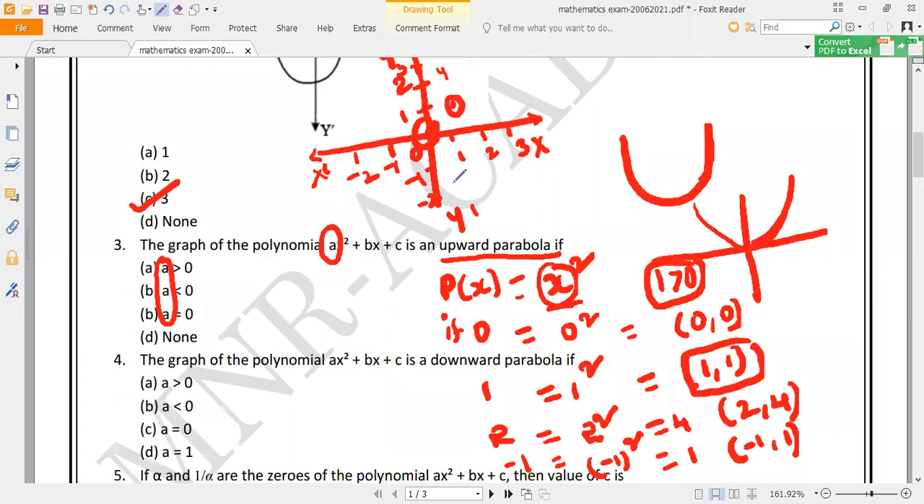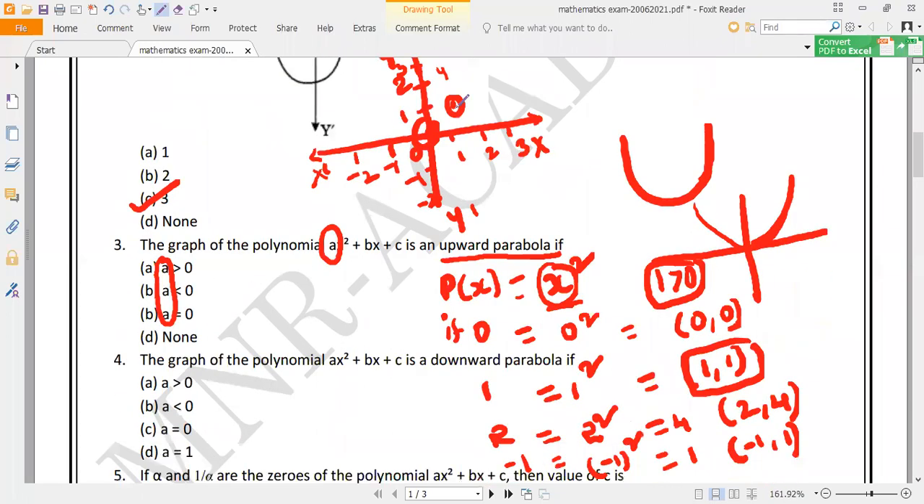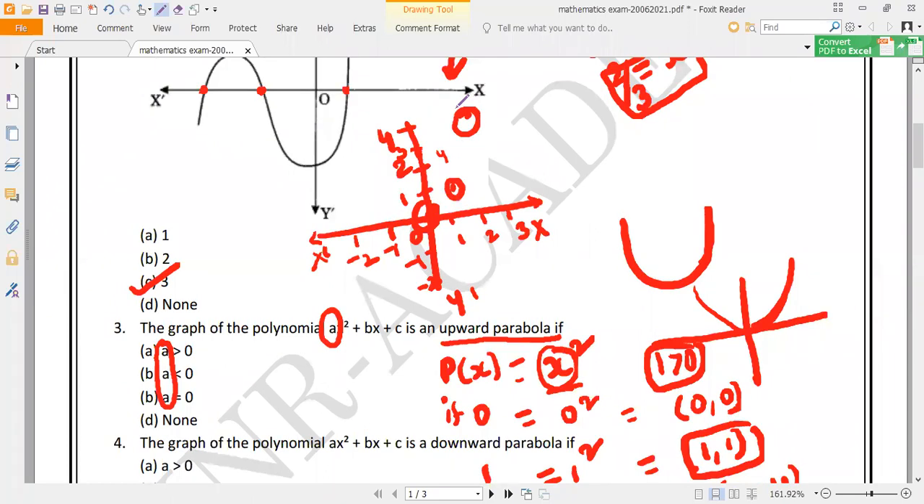Next point, 2 comma 4. On x-axis 2, y-axis 4. Somewhere here. Next point is minus 1 comma 1. This point. Connect all the points. See this graph? This is the upward parabola, correct?